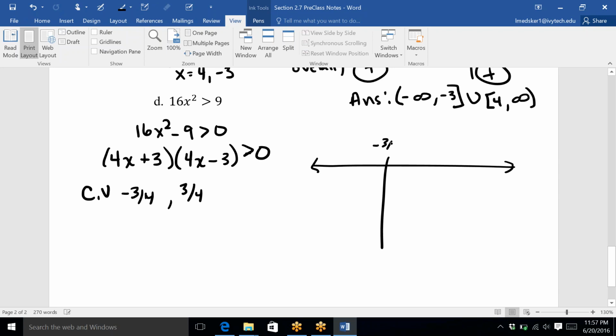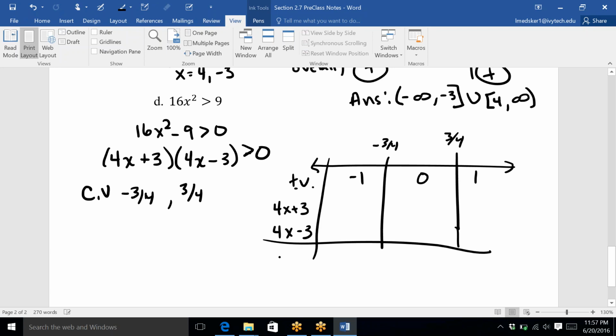Place those on your number line because we're trying to see how the signs are going to behave. Test values, I would say -1, 0, because this is between those two, and +1. And you can pick anything you want. I'm just picking things that are pretty close so that my numbers don't get too big. So then I have 4x plus 3 I need to check, 4x minus 3, and then I need to know my overall sign for each part.